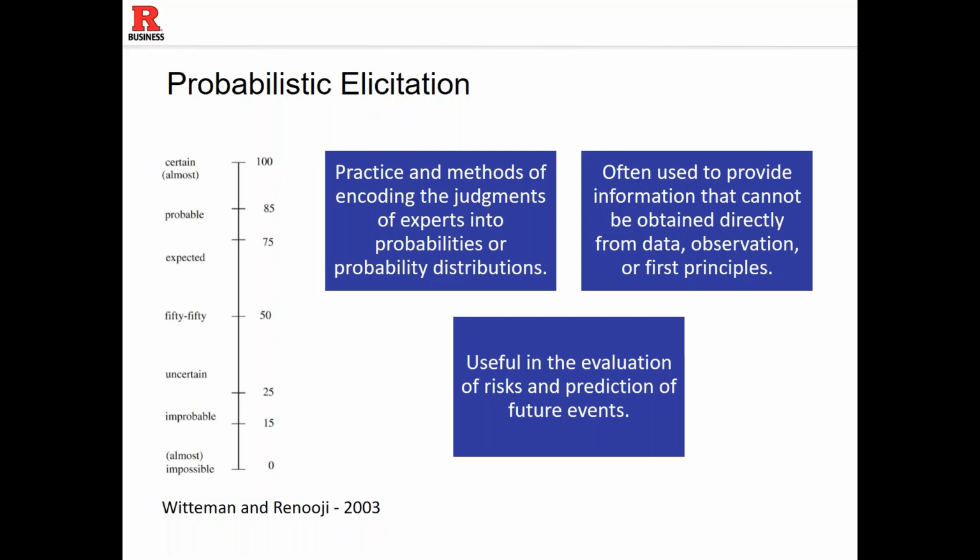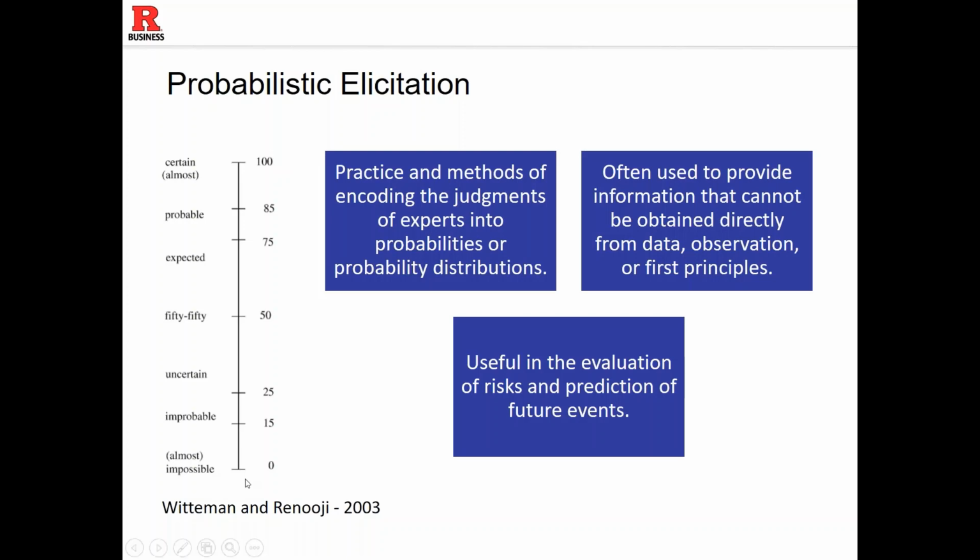One of the ways we can bridge this gap is through probabilistic elicitation. I'm sure some of you have been in focus groups, and if you're in a food focus group, they make you rate your preference for a certain food item on a scale of 1 to 5 or 1 to 10. This has a similar interpretation.